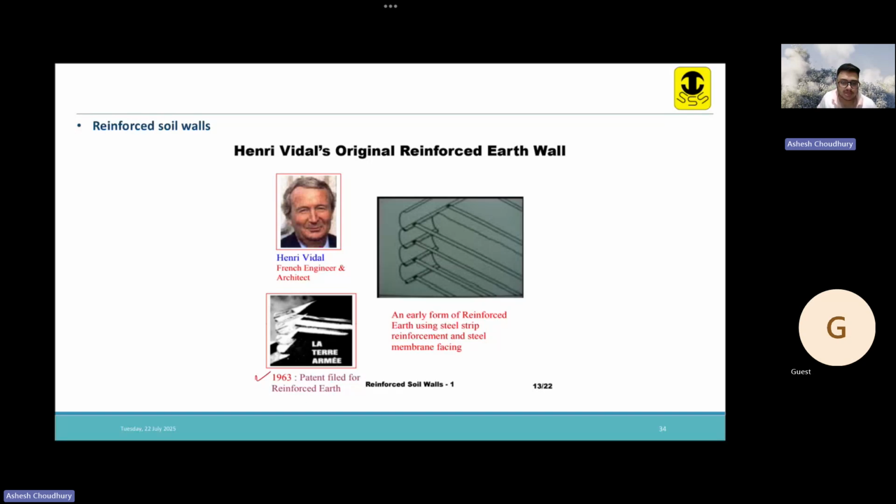Actually, the term reinforced earth is a trademark. So generally we call these structures reinforced soil walls and not reinforced earth walls, because reinforced earth is a trademark terminology. Both of them mean the same thing, but we generally tend to use reinforced soil wall.